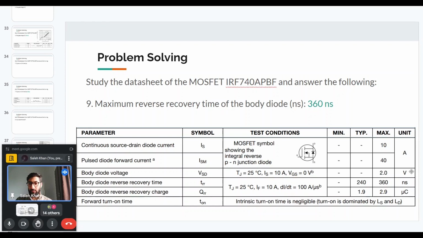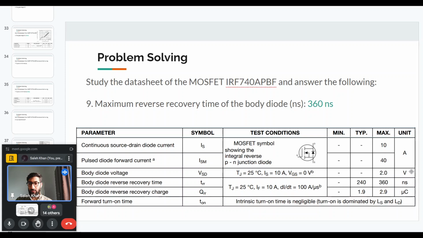But the question is asking about the reverse recovery time, which is TRR, and the maximum reverse recovery time. So here we are given a typical value and a maximum value. And the maximum value is 360 nanoseconds, which is the answer to this question.